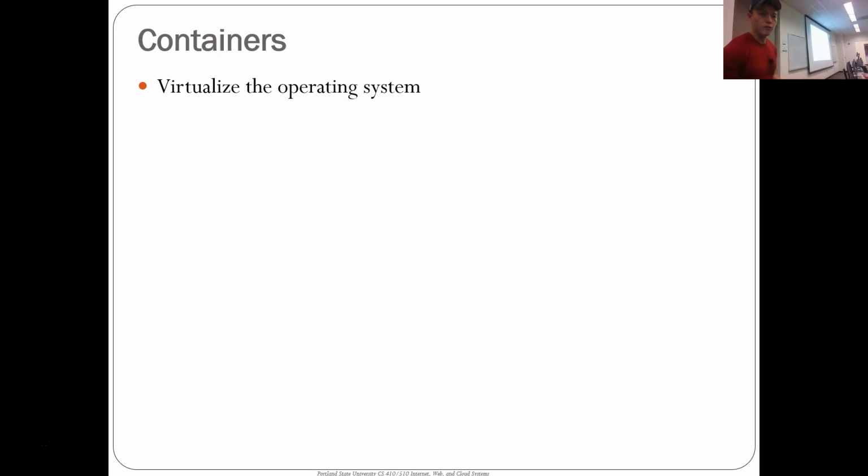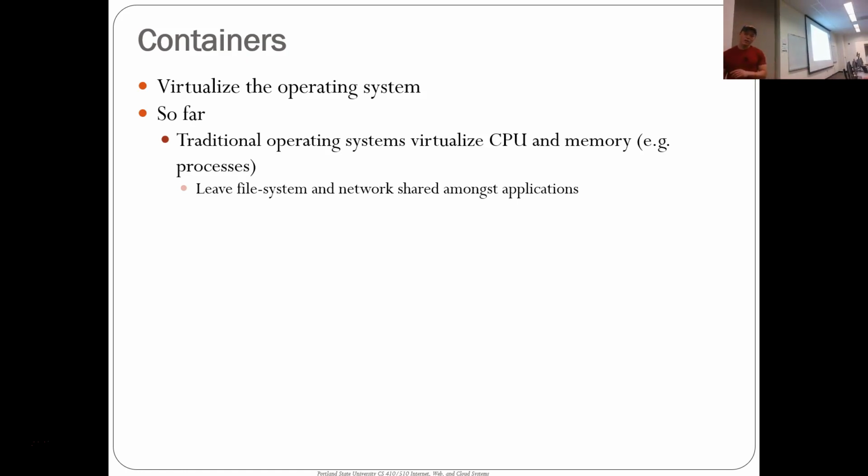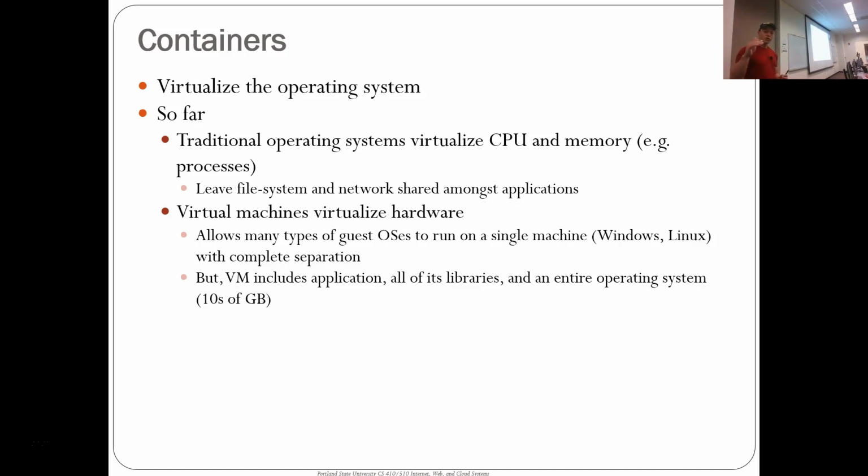So this motivates containers. The idea of containers is to virtualize the operating system. What does that mean? So far, we have the traditional operating system that virtualizes just the CPU and the memory to give you processes. It leaves the file system and the networking ports shared. You're all sharing the same file system and the same TCP ports. It's all still visible to each other that one process is using certain things that the other process might want. On the other end, you have virtual machines that virtualize all of the hardware. This allows you to run multiple types of guest operating systems on a single piece of hardware, but now you replicate the entire machine: the operating system, the applications, everything.